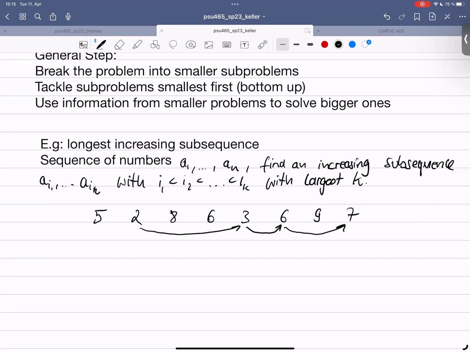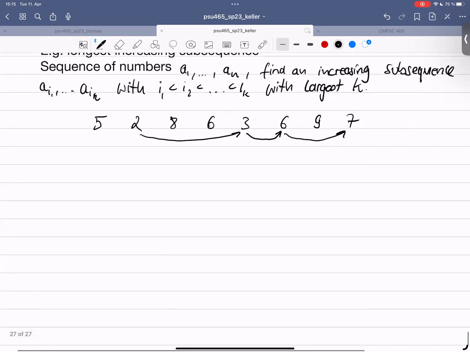So is everyone clear about the problem setup, what we're trying to solve in this case? The subsequence of increasing numbers. So to understand this solution space a bit better, let's try to visualize all possible transitions between 2 numbers in this sequence. Let me draw this again, the same sequence of numbers: 5, 2, 8, 6, 3, 6, 9, and 7.